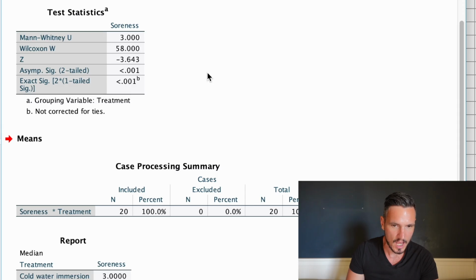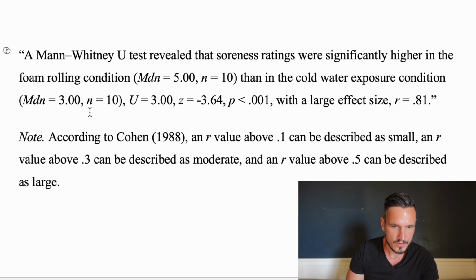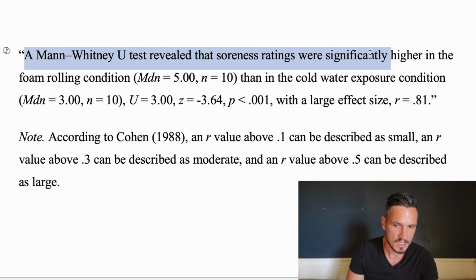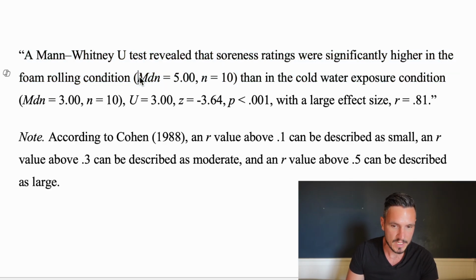But let's now take a look at how we can report those results. So I have this example here, and I've said that a Mann Whitney U test revealed that soreness ratings were significantly higher in the foam rolling condition than in the cold water exposure condition. And I've reported medians and N values each time I've referred to one of those conditions.